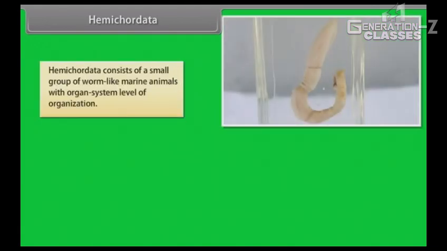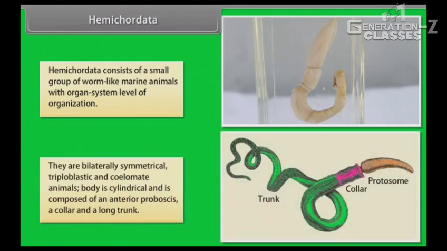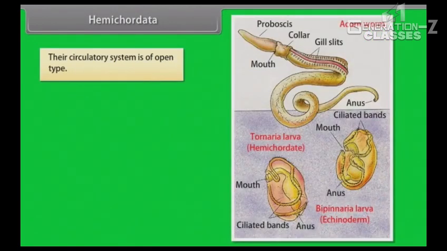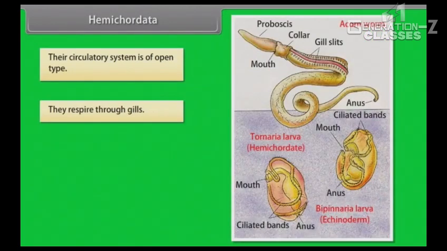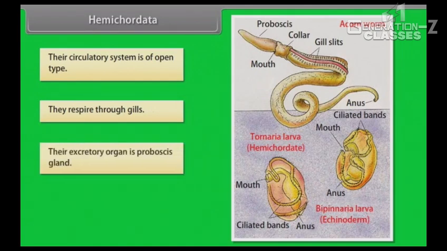Hemichordata. Hemichordata consist of a small group of worm-like marine animals with organ system level of organization. They are bilaterally symmetrical, triploblastic and coelomate animals. Body is cylindrical and is composed of an anterior proboscis, a collar and a long trunk. Their circulatory system is of open type. They respire through gills. Their excretory organ is proboscis gland.